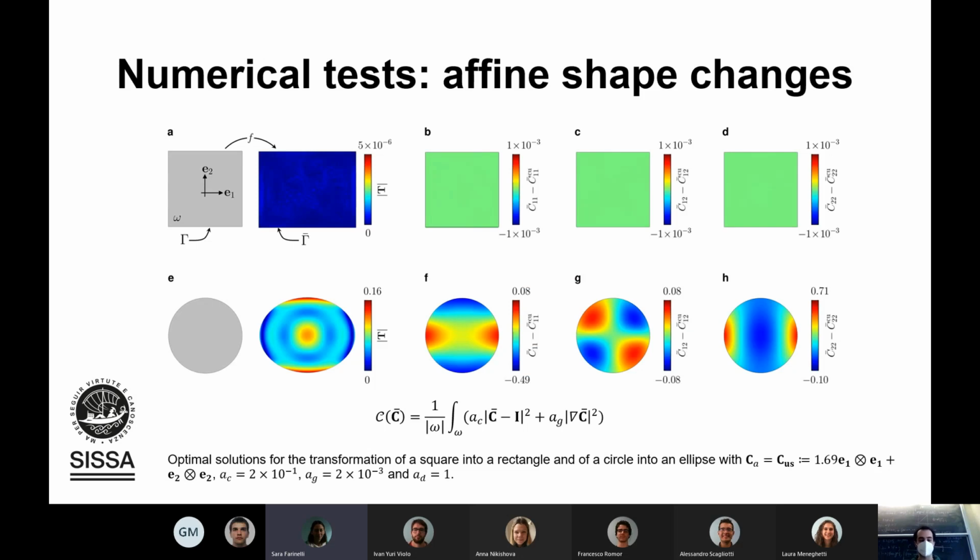And the figure, let's say that the first row is a shape change and the second row is another shape change. These are both affine, and the affine map associated to that is the same. However, in one case the uniform target metric is optimal, in the other case, it's not.